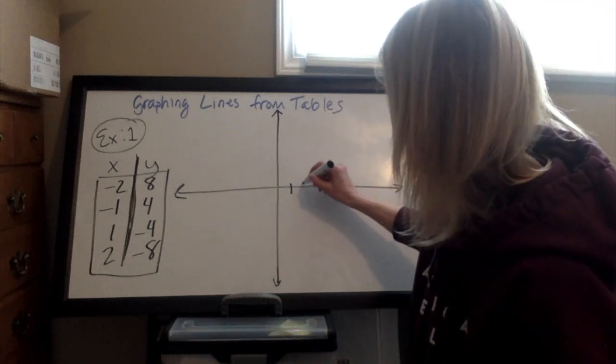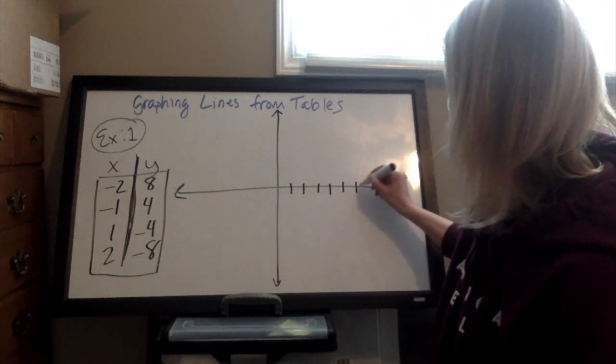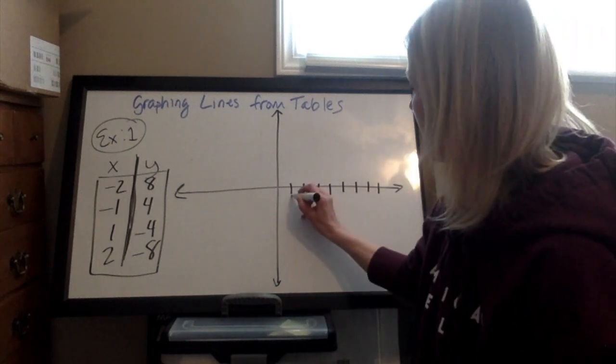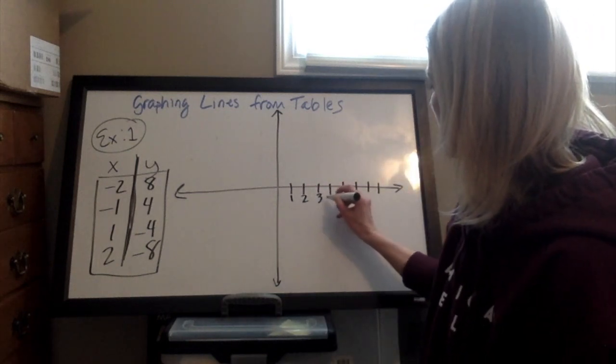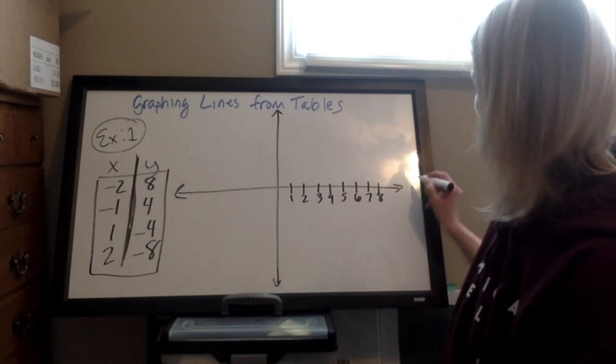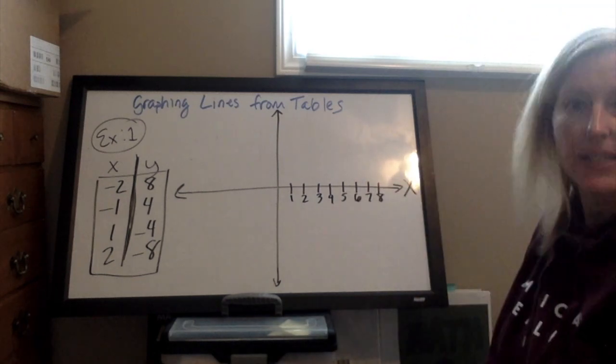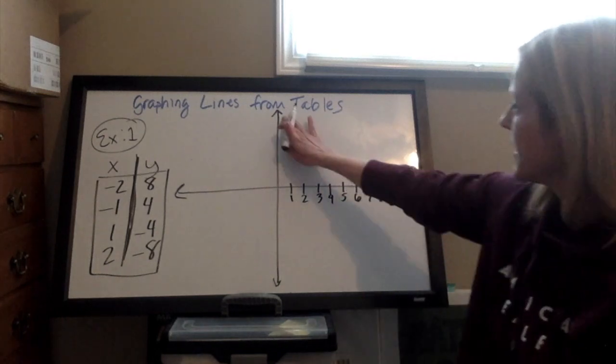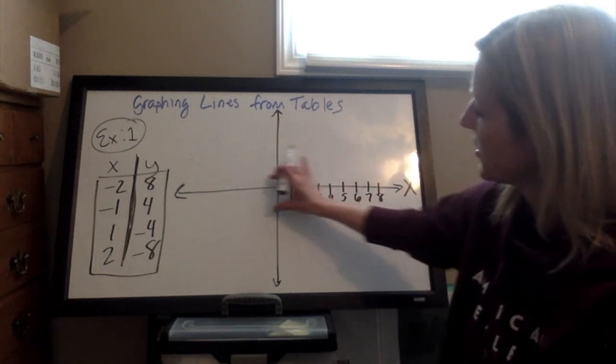All right, so 1, 2, 3, 4, 5, 6, 7, 8. I'm going to label them. 1, 2, 3, 4, 5, 6, 7, 8. This is my x-axis. And then this right here is my y-axis. So we're going to start with the x, though.